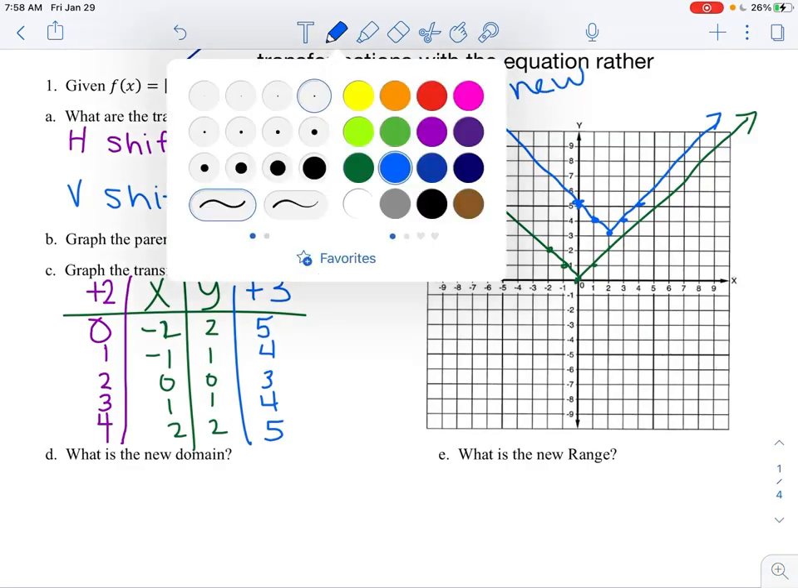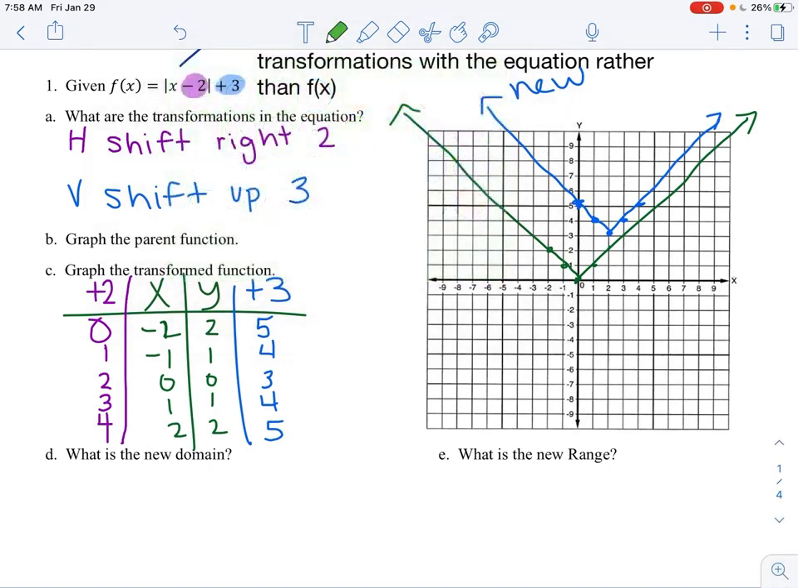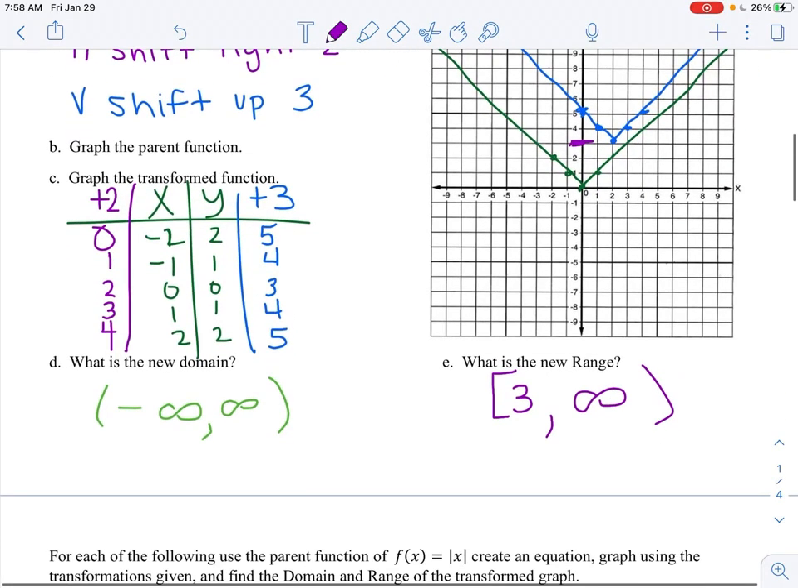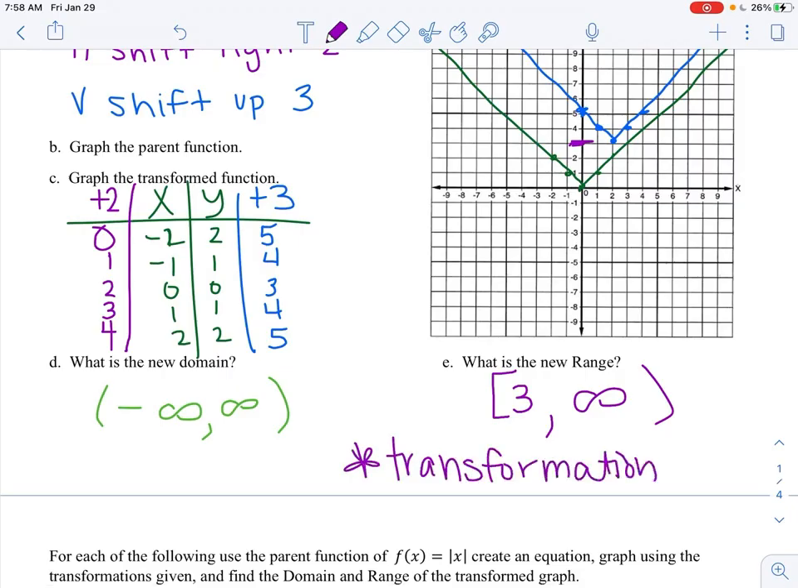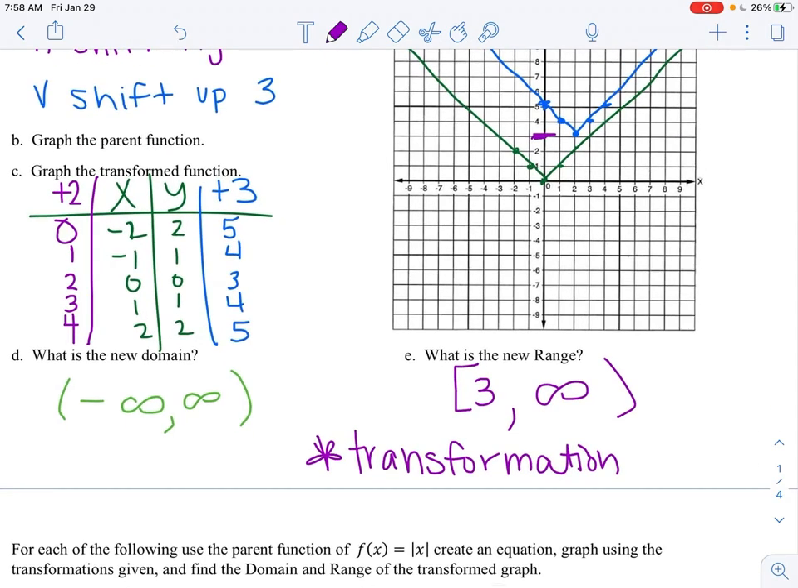So our domain for the blue graph is negative infinity to infinity because our arrows are going in both directions. Our new range, so that's the bottom of our graph, is at 3. It has a closed circle, so it's going to have a bracket all the way to infinity. So transformations can change your domain and range.